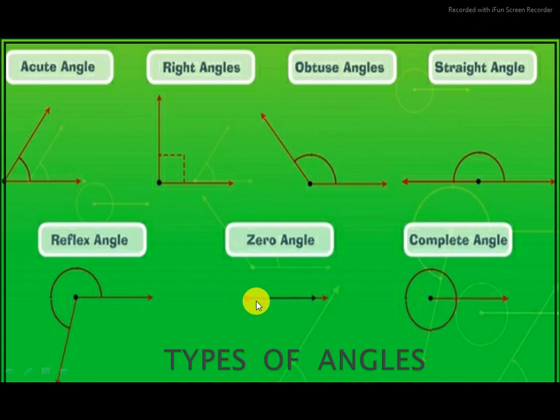Zero angle, where you can see both the rays coincide together. So when both the rays coincide, there is no starting at all. The distance between the rays has not started, so it is zero angle. Complete angle. So again here you can see that both the rays are coinciding, but here the ray has gone one full rotation and come back. That's the reason you can see a full circle around, which is complete angle, and this measures 360 degrees.